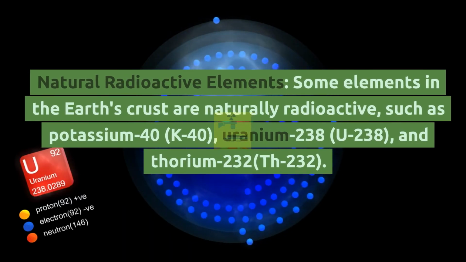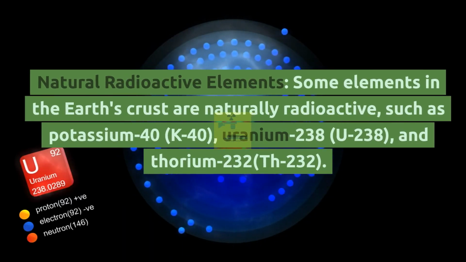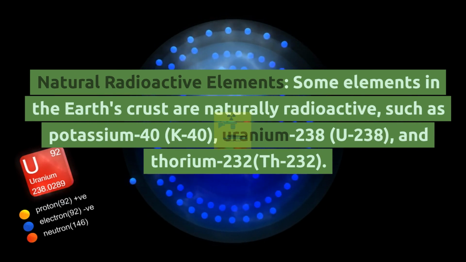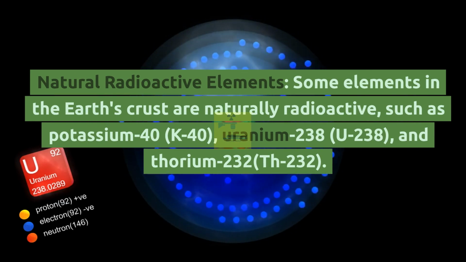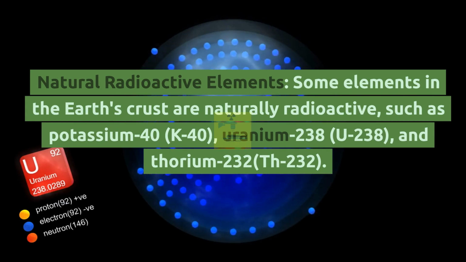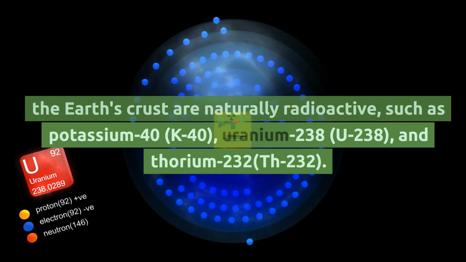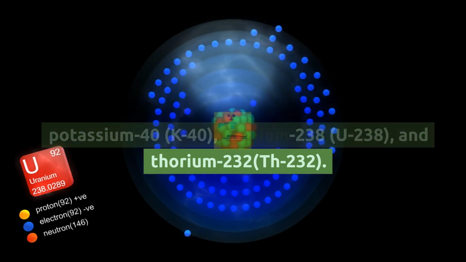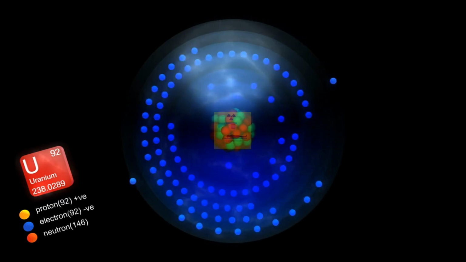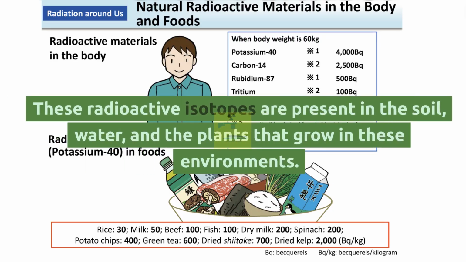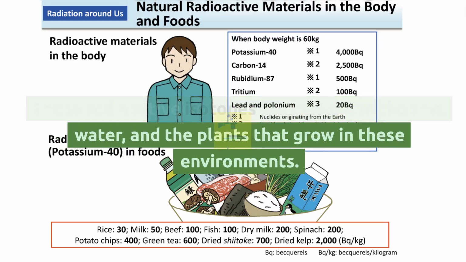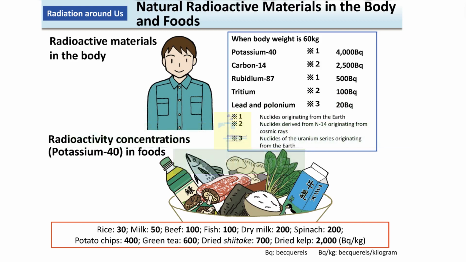Natural radioactive elements. Some elements in the Earth's crust are naturally radioactive, such as potassium-40 (K-40), uranium-238 (U-238), and thorium-232 (Th-232). These radioactive isotopes are present in the soil, water, and the plants that grow in these environments.